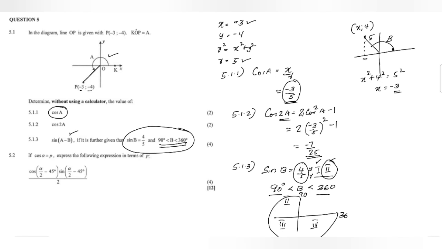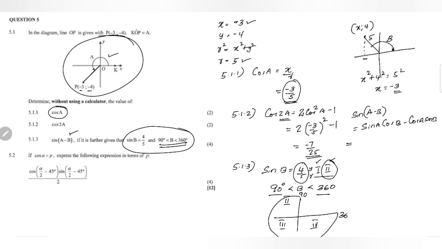Now we can go to the question. What is the question? 5.1.3: sine of A minus B. Guys, it is the difference of two angles. What is that? It is the compound angle formula. What is sine of A minus B? It is there in the formula sheet. Sine A cos B minus cos A sine B. Now substitute. Whenever you see angle A, you have to go to the first diagram. Whenever you see angle B, you have to go to the second diagram.